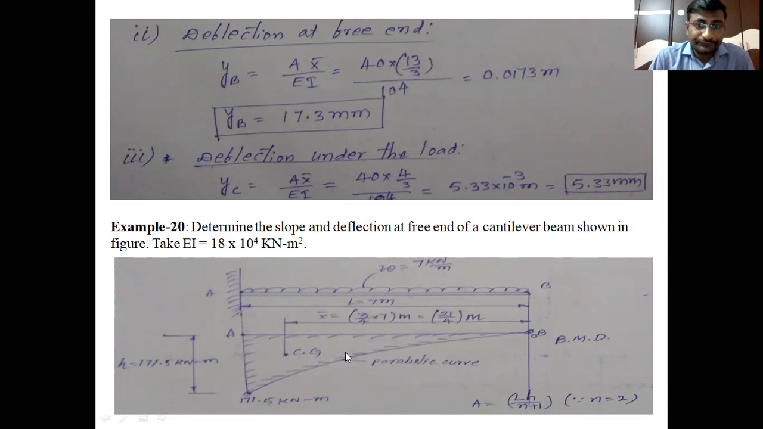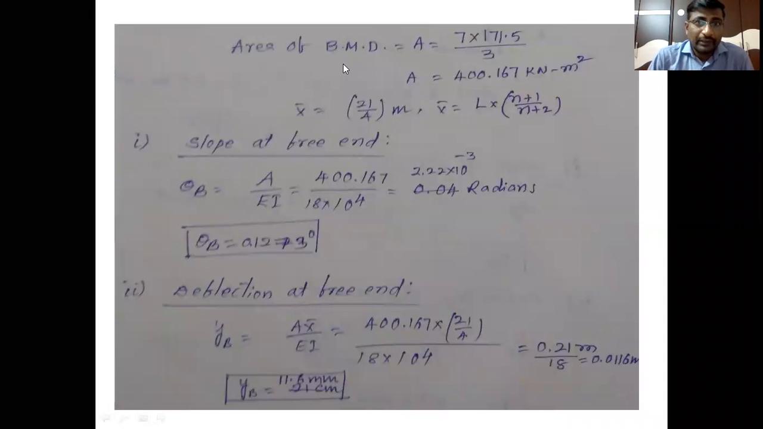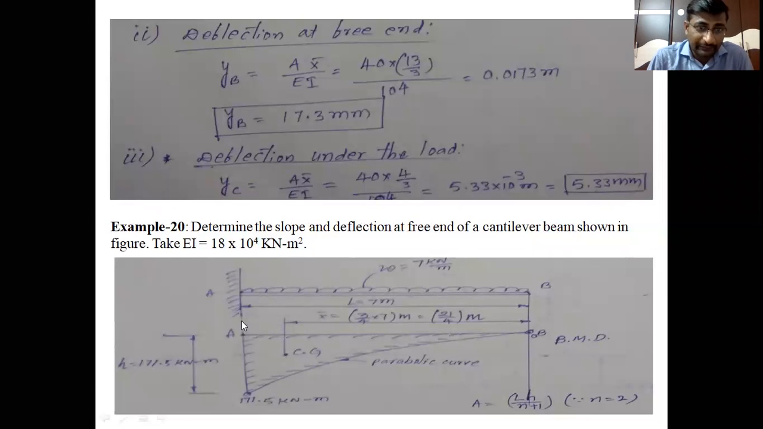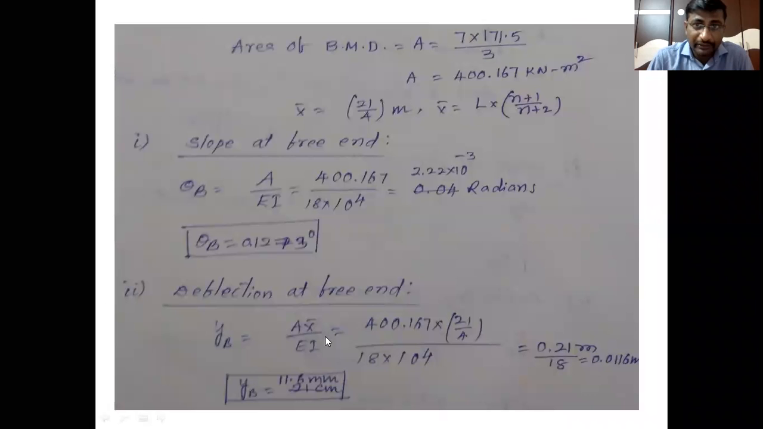Therefore, the area of the bending moment diagram is L H by n plus 1, where L is 7 meters and H, the height of the bending moment diagram, is 171.5 kilonewton meter, divided by n plus 1, which is 2 plus 1, that is 3. So the area is 400.167 kilonewton meter square.